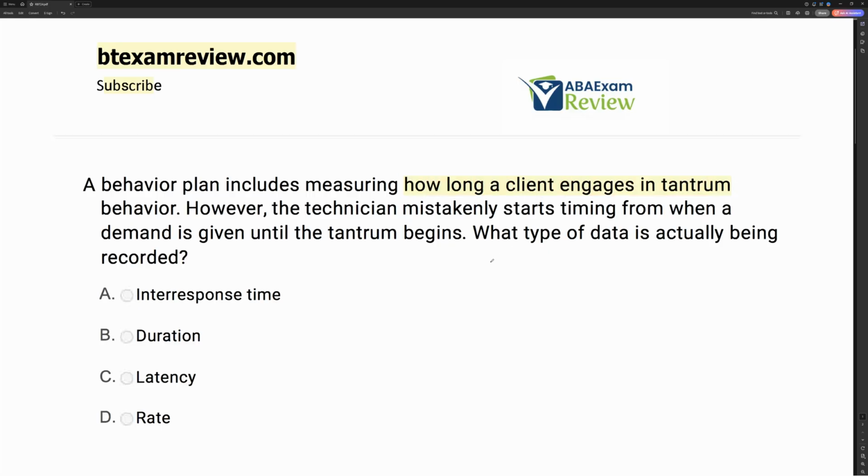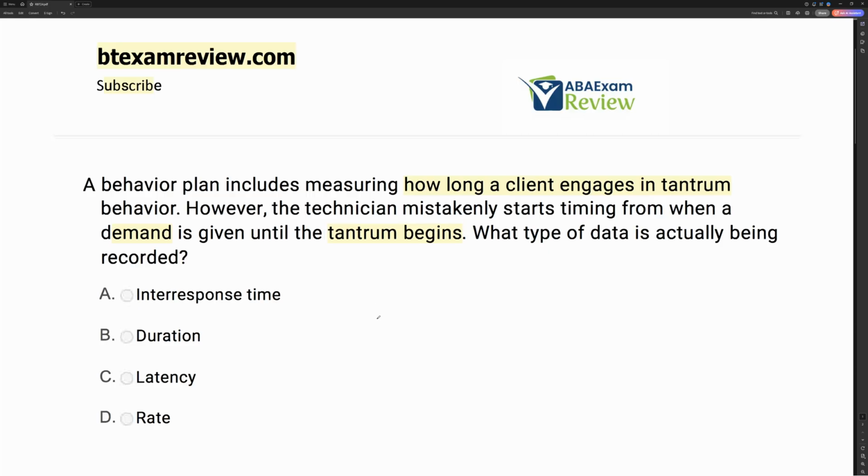So when we measure how long a behavior or response lasts, we're measuring duration. It's the length of a response. The technician, however, starts timing from when the demand is given until the tantrum begins. So from the SD to the start of the behavior. So when we measure how long it takes for a response to start after the SD is given, what type of data is that?